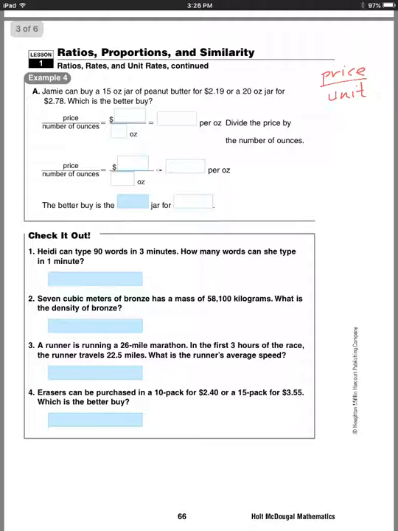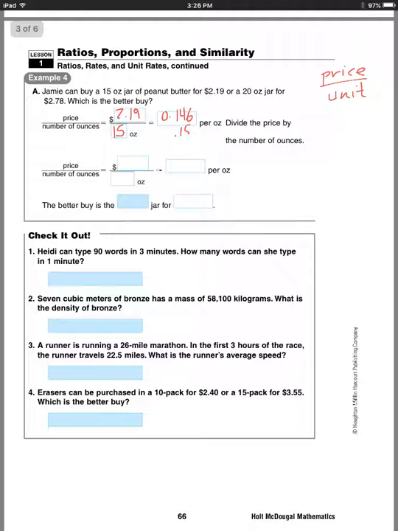So for the first one, we're going to do the 15-ounce jar of peanut butter because it comes first. So we're going to do the price of $2.19 over 15. Now with these, you just divide by the number of ounces. You do 219 divided by 15, and you get 0.146, which rounded is 0.15, right?